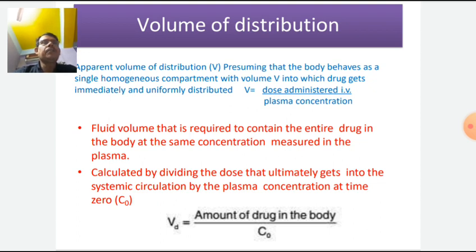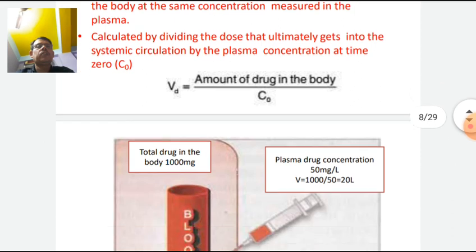So if the drug is administered by the intravenous route, the plasma concentration is then measured, and the fluid volume required to maintain the same concentration as measured in the plasma is calculated. You calculate it by dividing the dose that ultimately gets into the systemic circulation by the plasma concentration at time C0, or Vd equals amount of drug in the body divided by C0, the concentration at time 0. So you can calculate the volume throughout the body in which the drug can be distributed.